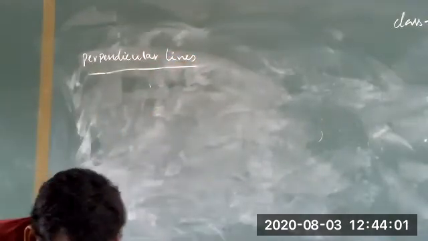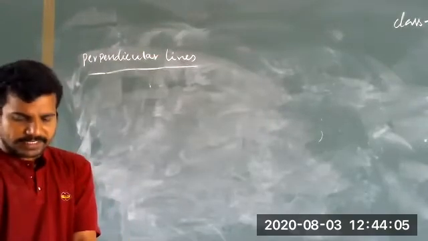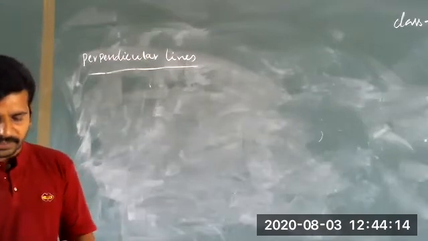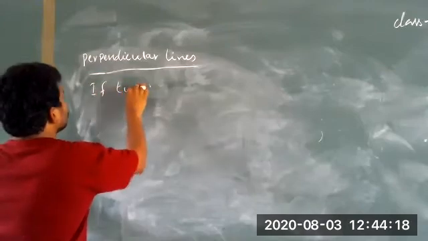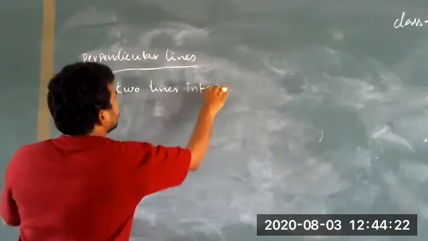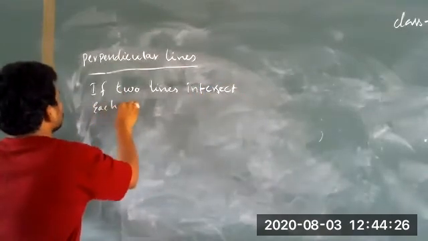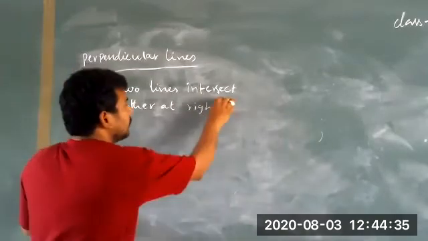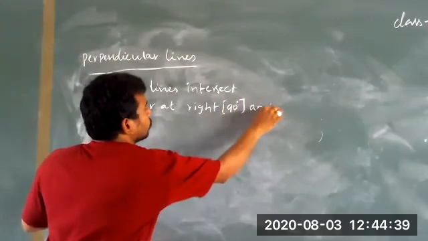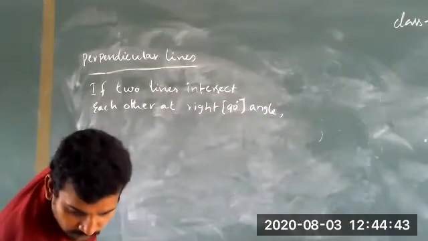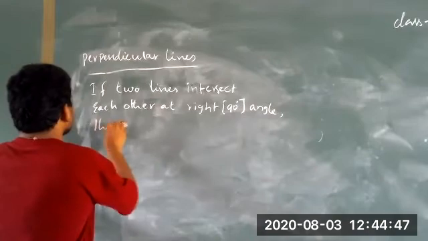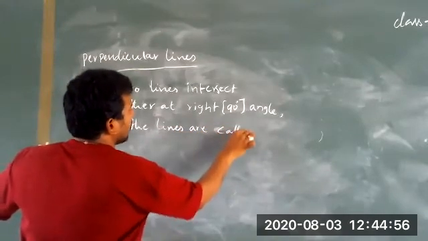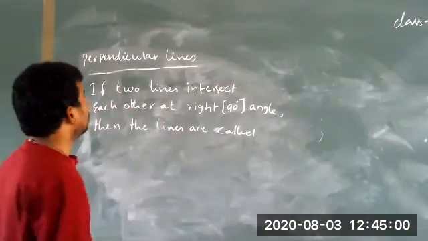Next, perpendicular lines. If two lines intersect each other at a right angle, that is, a 90 degrees angle, then the lines are called perpendicular lines.